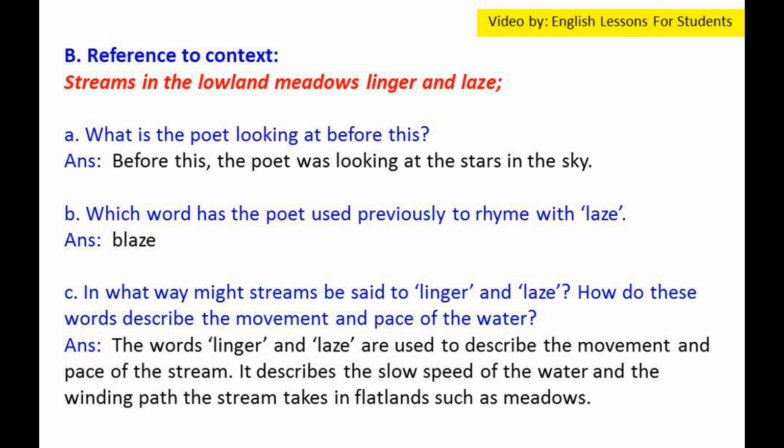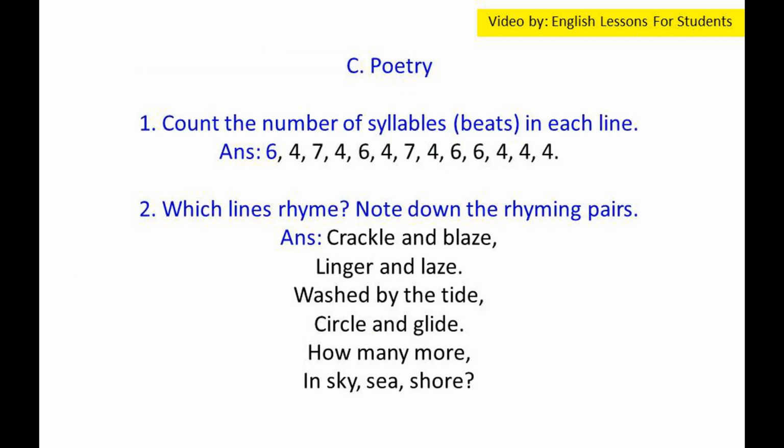C. In what way might streams be said to linger and laze? How do these words describe the movement and pace of the water? Answer. The words linger and laze are used to describe the movement and pace of the stream. It describes the slow speed of the water and the winding path the stream takes in flatlands such as meadows.